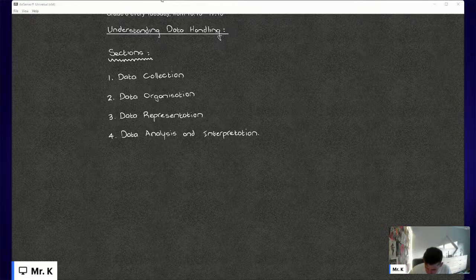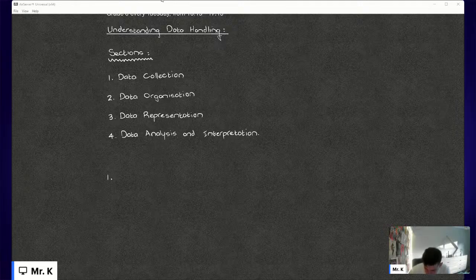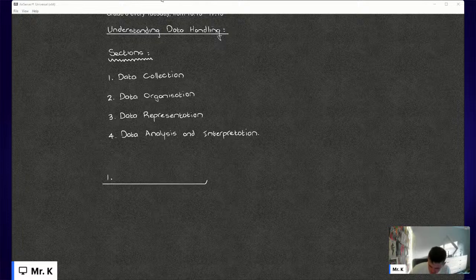So, with that being said, let's start with section one. We want to understand a little bit more about the world of data collection. How do we collect data, make sure that it's valid, it's fair, and it's unbiased?